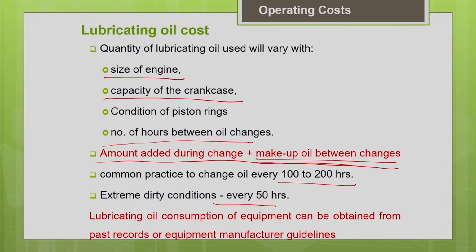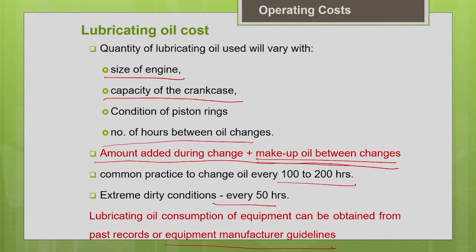So this information also we can get from past experience records for a similar type of engine or machine. We might have past records about the machine's lubricating oil consumption, or you can go by the equipment manufacturer guidelines. For example, in the Caterpillar performance handbook, for every model of machine, for different operating conditions, they give you the amount of lubricating oil consumption per hour.